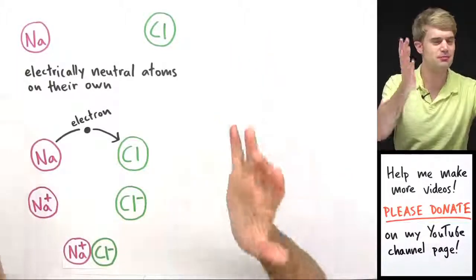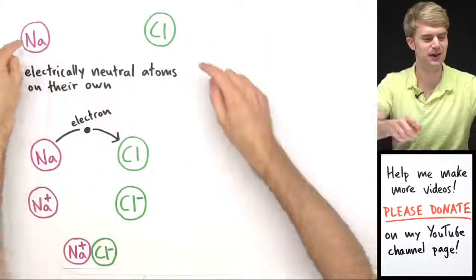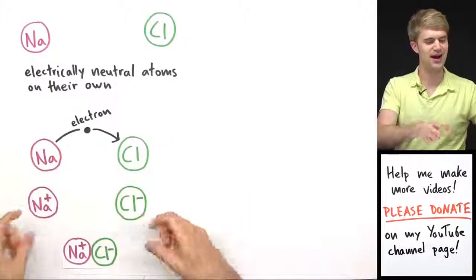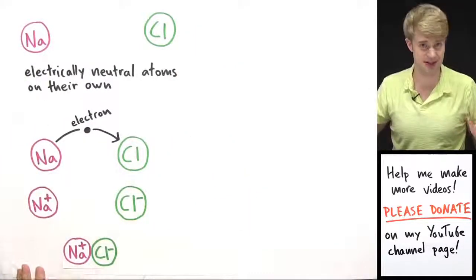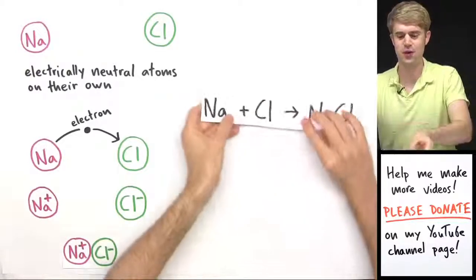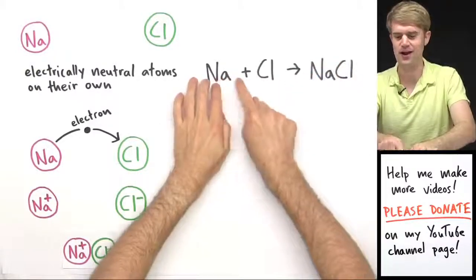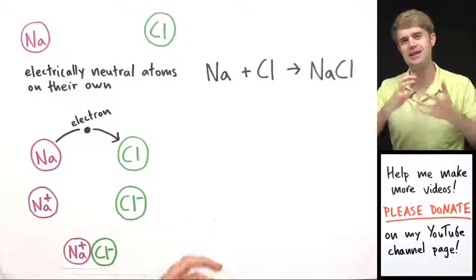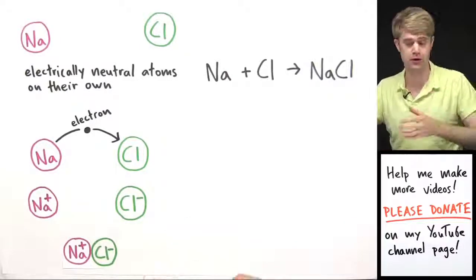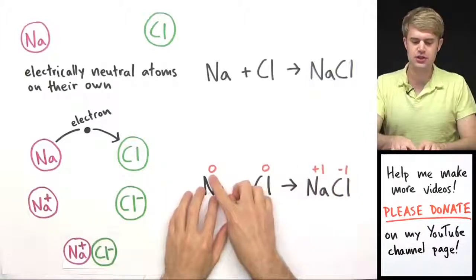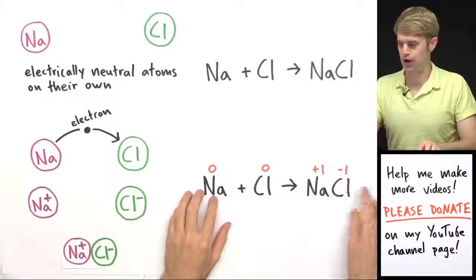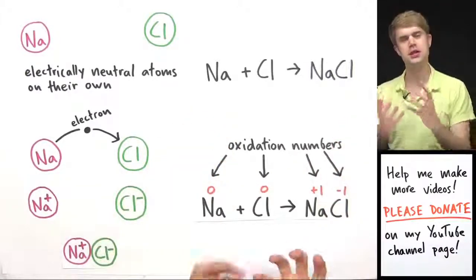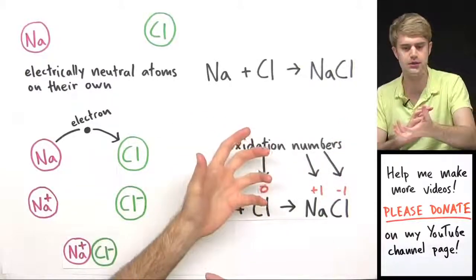Okay, so this is the process where we start from electrically neutral atoms. We have an electron transfer, we get ions that then stick together. So here's the equation that I showed you earlier that describes this process. There are a couple things that I could add to this, though, to make stuff a little clearer. Check out these numbers that I've written in here in the red. These are called oxidation numbers, and they give me a sense of what's happening with the electrons and with the charges.